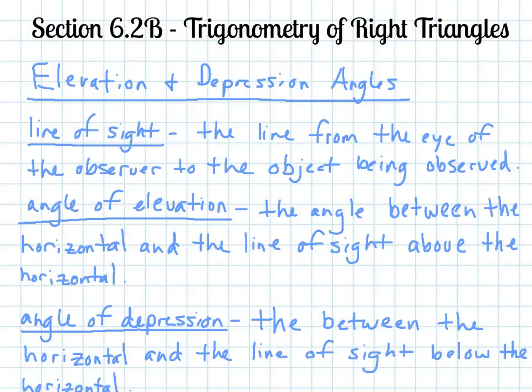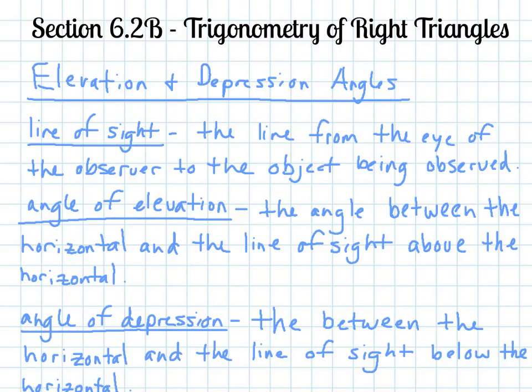Today's lesson, section 6.2b, we're talking about trigonometry of right triangles. So here we'll be talking about elevation and depression. Every angle in the real world is kind of one of these two if you're in an observer's point of view.